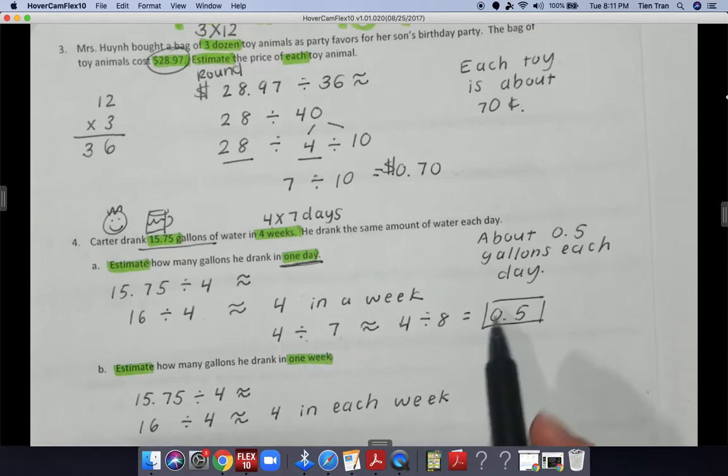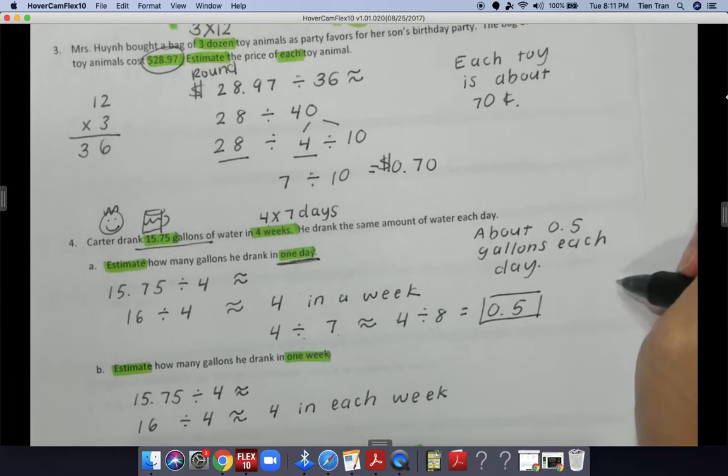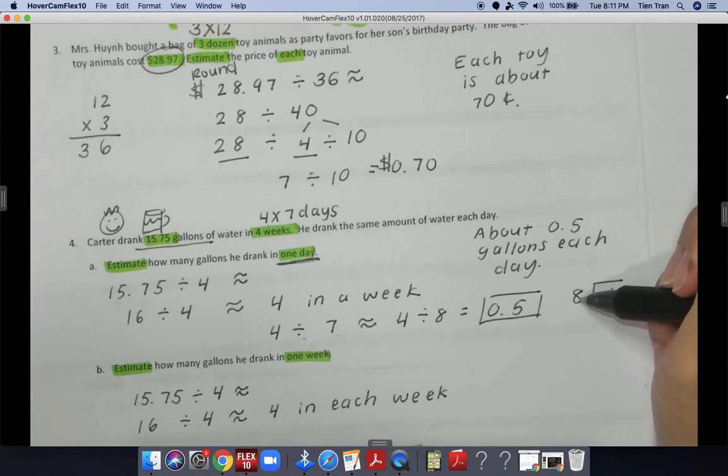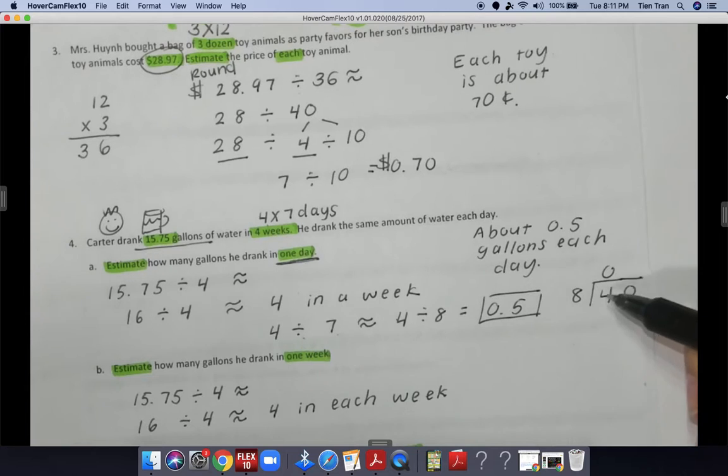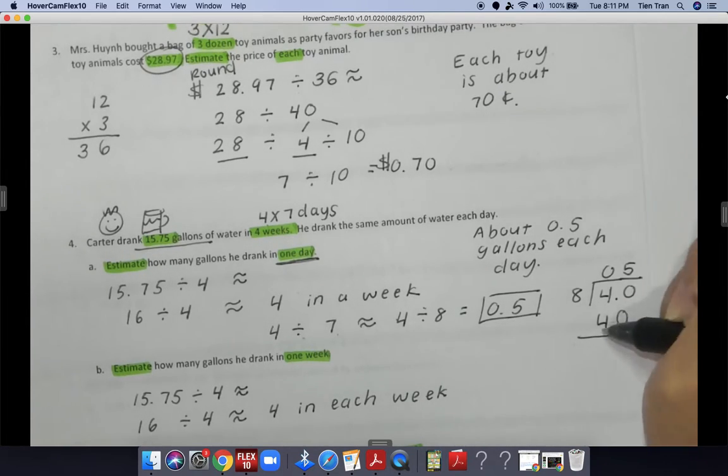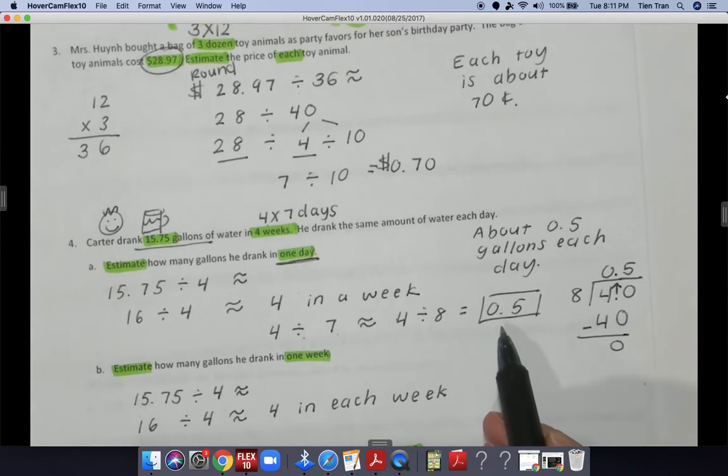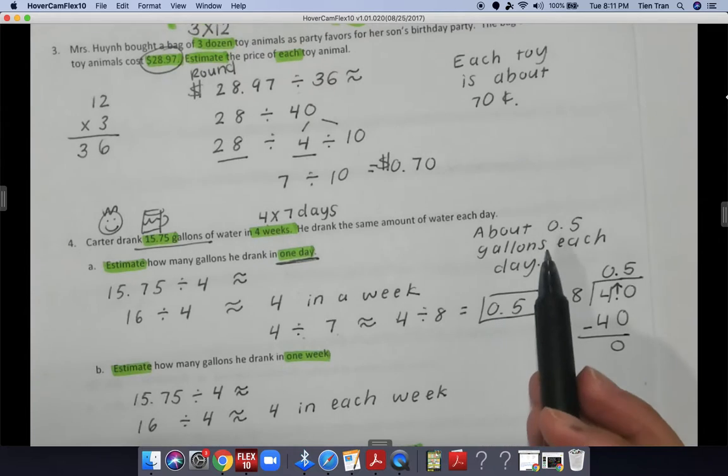So when I divide 4 divided by 8, I'll show you what that looks like. 4 divided by 8, right? How many times can 8 go into 4? It can't. So I'm going to put a decimal and add a 0. How many times can 8 go into 40? 5 times. 40 minus 40 is equal to 0. Don't forget to bring up your decimal. And right here, we have about 0.5 gallons each day.